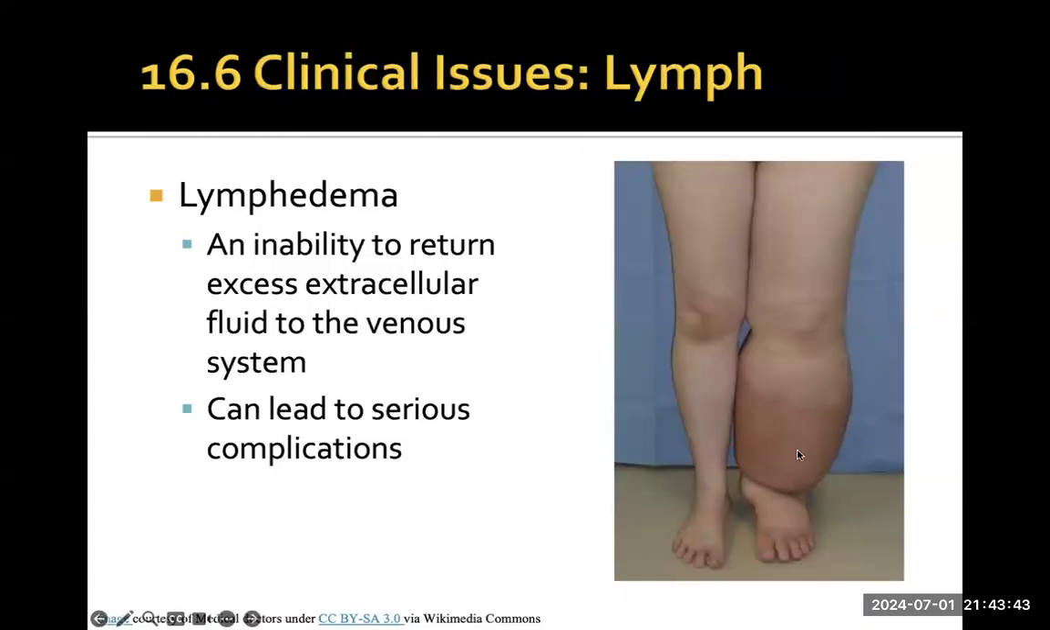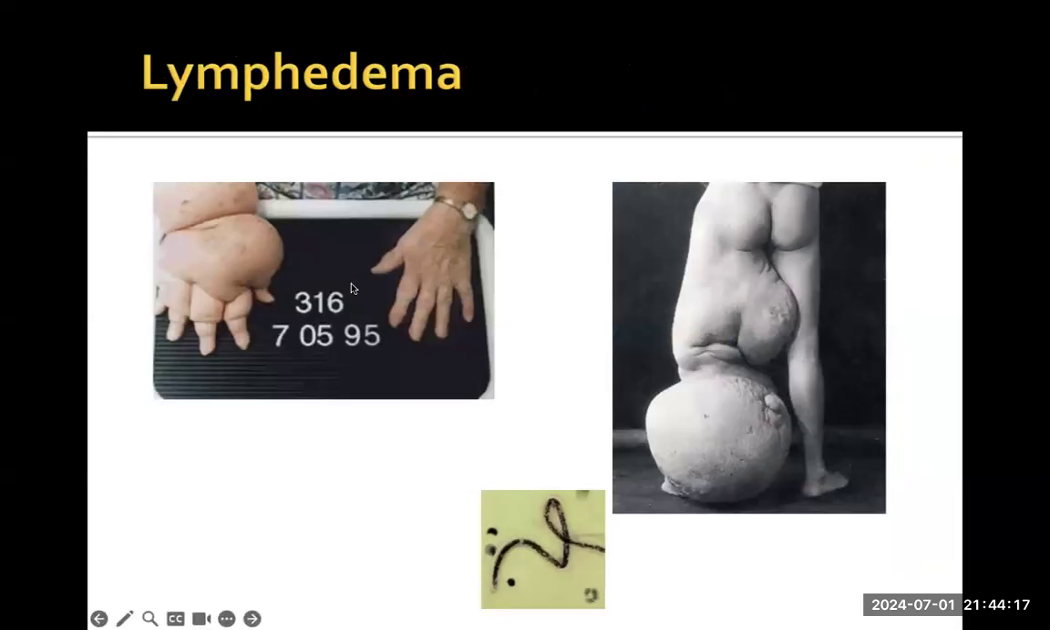Okay, clinical issues. This is called lymphedema, or for short, edema. Basically, it's your body's inability to return excess extracellular fluid to the venous system. In this case, it really just pulls towards your lower extremities. And because the fluid can't move up, it's going to start swelling in the lower extremities. This could lead to serious complications like lack of blood flow, which could eventually cause necrosis of the tissue and things like that. Lack of nervous supply, which means you can't feel the area anymore. So this is all lymphedema. This is of the hands. This is of the leg.